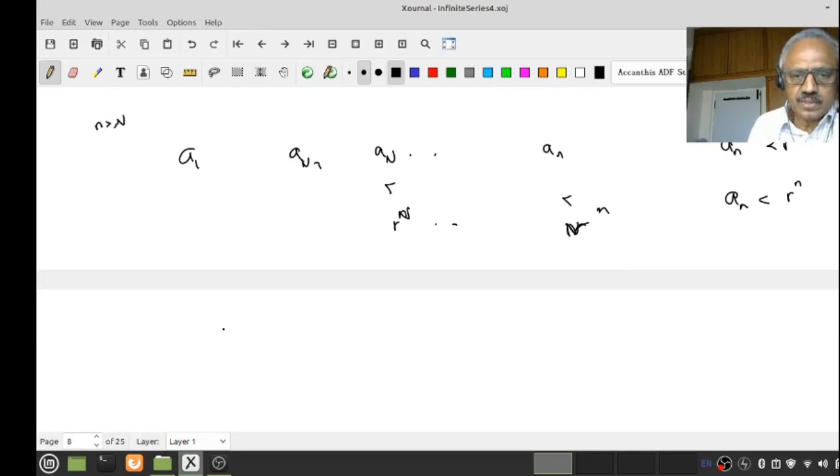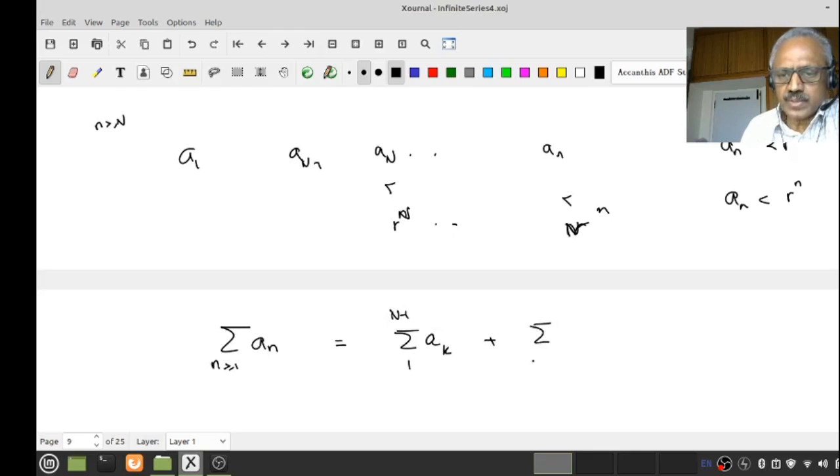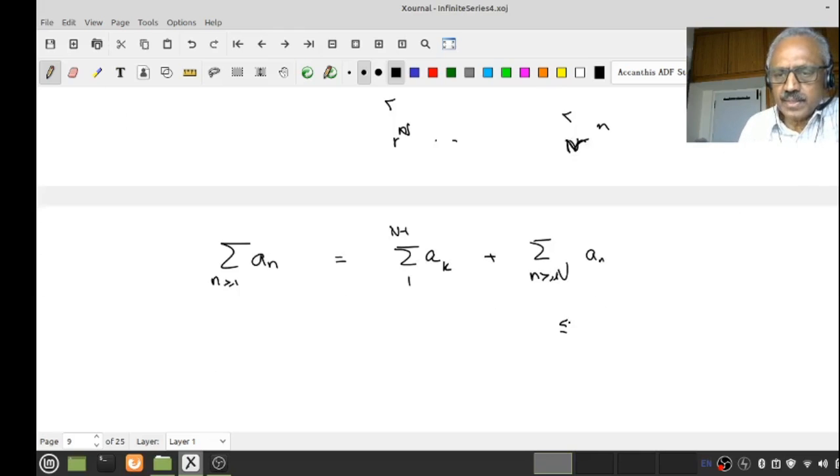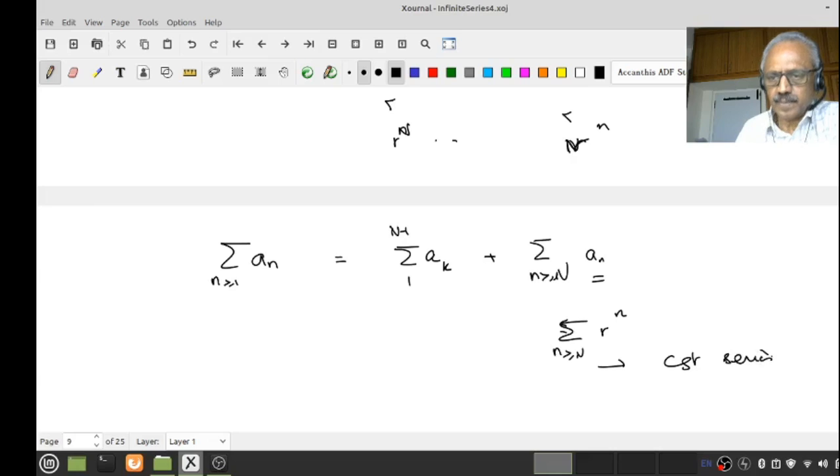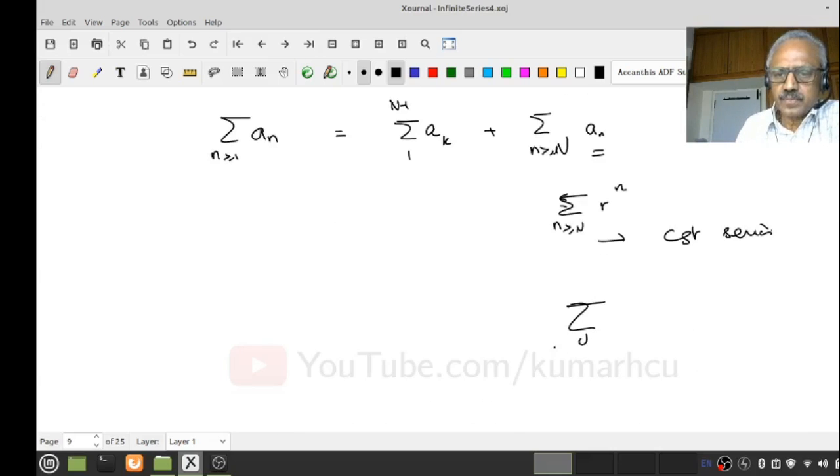Right? Therefore, the series a_n, n greater than or equal to 1, let us look at it: sum over k equal to 1 to N minus 1, plus the sum over n greater than or equal to N of a_n. Right? So this is dominated by summation r to the power n, where n is greater than or equal to N. Each of the a_n is less than or equal to this. And we know this is a convergent series, because I had omitted only finitely many terms. So for example, up to N minus 1, keep it 0, 0, 0, 0. Then I get this series. Therefore this series is convergent, and this is a finite sum, therefore I know this is convergent. Do you understand the proof?